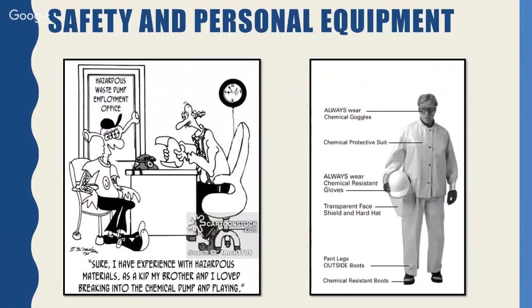Safety and personal equipment. I know there's plenty of times that you jump in and grab that sample and you don't necessarily know what contaminant is in the water. So it's good to have at least some essential items on hand: gloves, maybe eye protection, clothing, waders, if you need to go in and collect that sample.